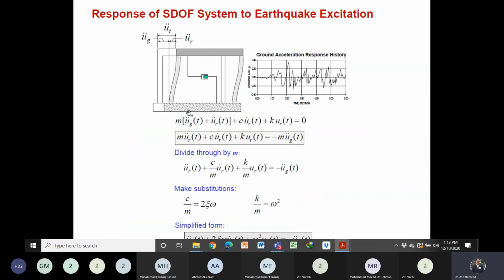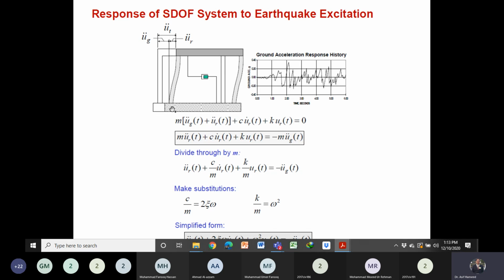Okay. Have we discussed this one? Response of the single degree freedom system because of the earthquake excitation. Did we do this or not? No sir, we did not do this. Okay, we have the single degree freedom system, and it is subjected to the ground acceleration UG.